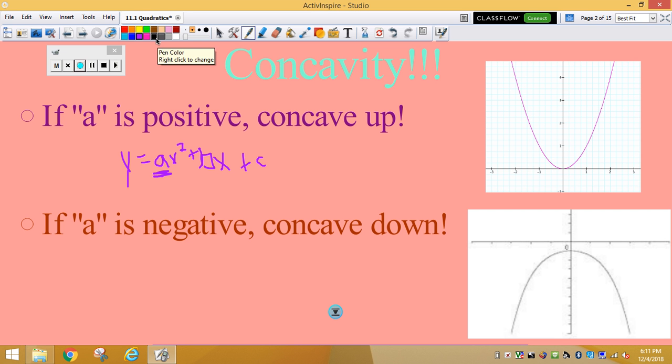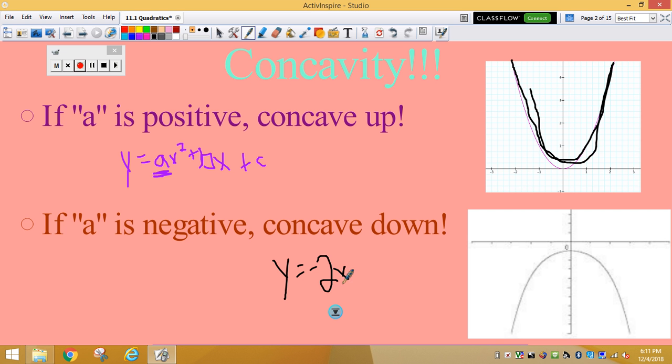If whatever is in front of x squared is positive, then it's going to be concave up. That means it's going to make like a little cup. It's going to go up, okay? If A is negative, for instance, if I had negative 2x squared, then it's concave down. That means it's going to turn down, okay?